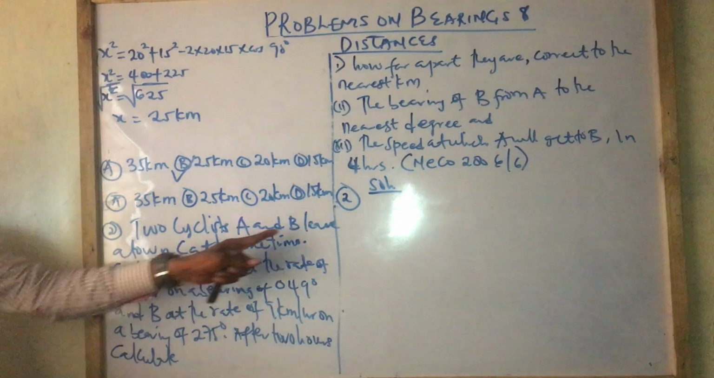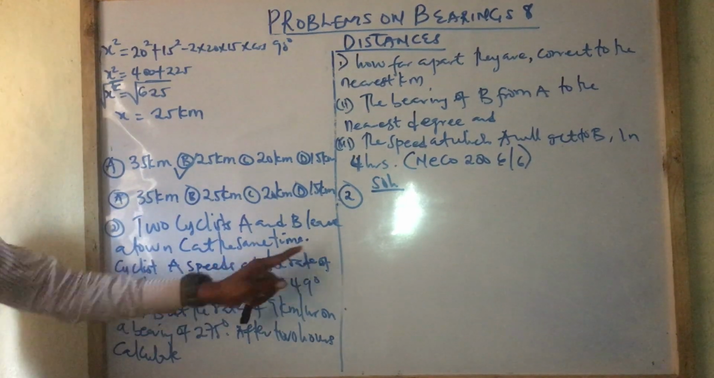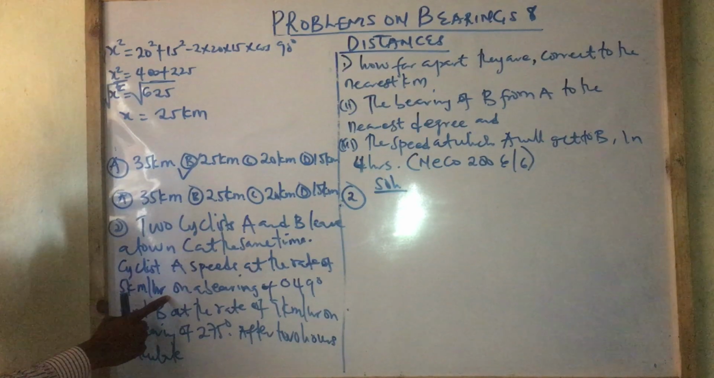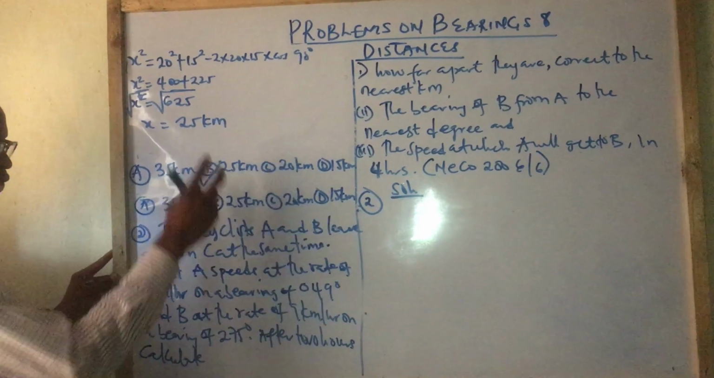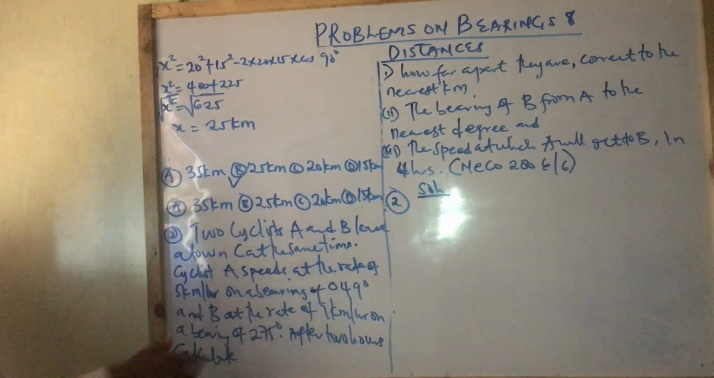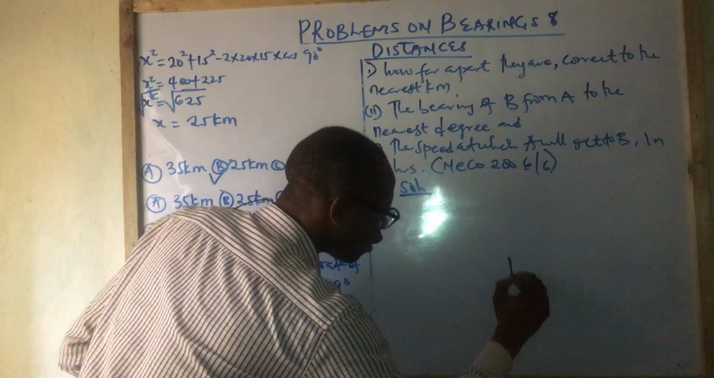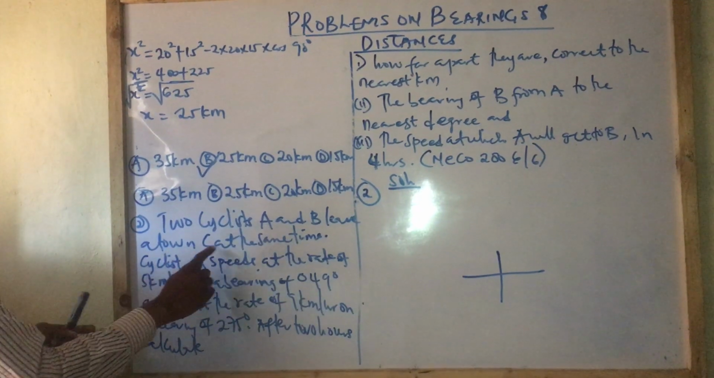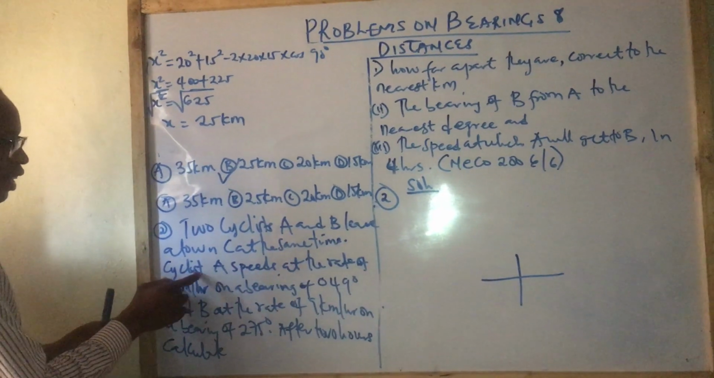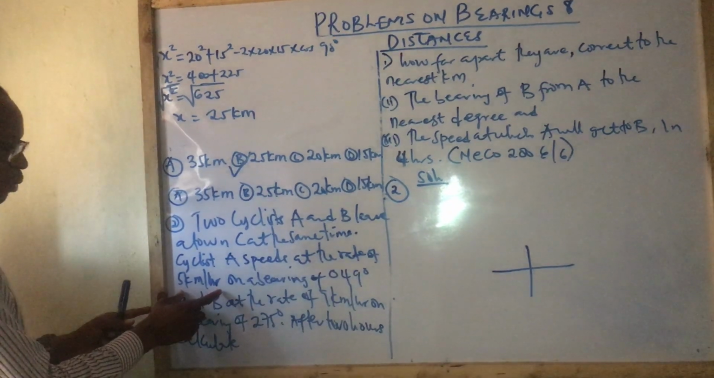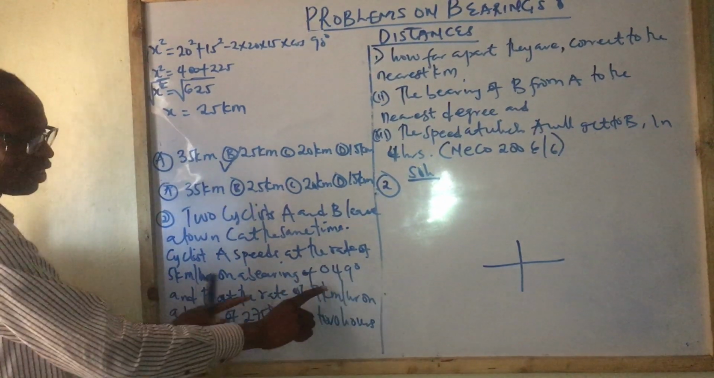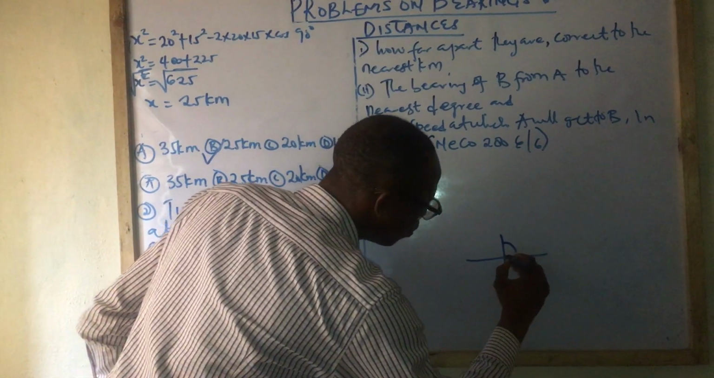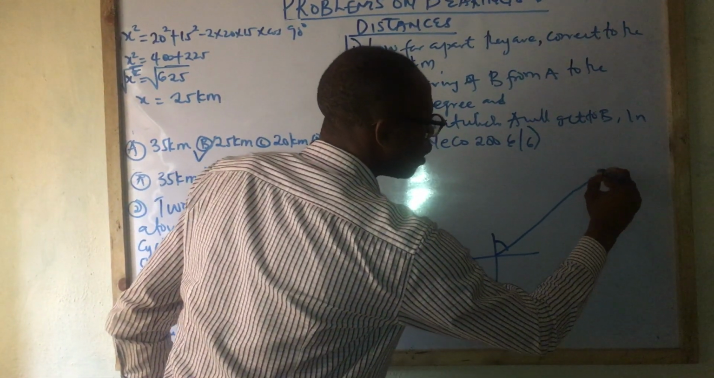Two cyclists A and B leave a town C at the same time. Cyclist A speeds at the rate of 5 km per hour on a bearing of 049 degrees. This is also a three-figure bearing, so we simply have our cardinal points like this. You can see 049 falls within this range, 0 to 90. So we move like this again.